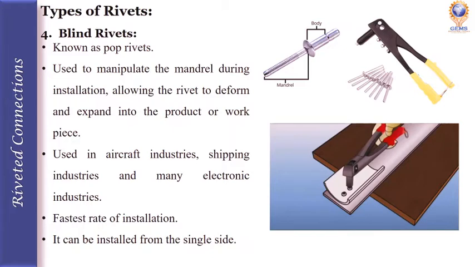The video shows how we are inserting the blind rivets into the product. These rivets are used widely in aircraft industries, shipping industries, and in many electronic industries. The main advantage of these rivets is that they have the fastest rate of installation among all fasteners. One more benefit is that they can be installed from a single side. A blind rivet is used when it is impossible to see the rivet tails.